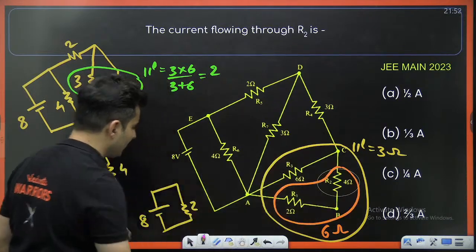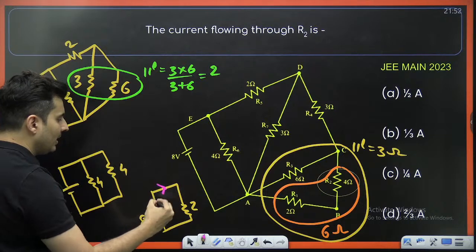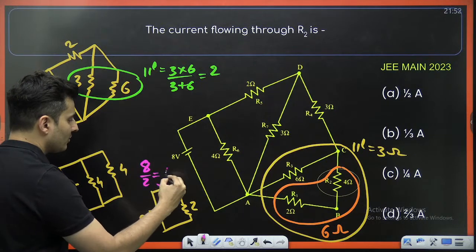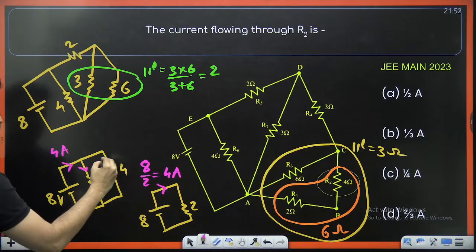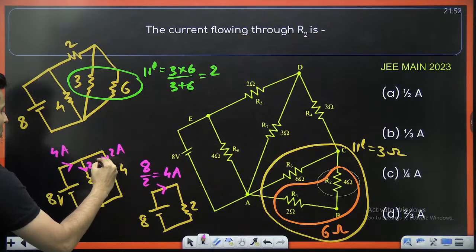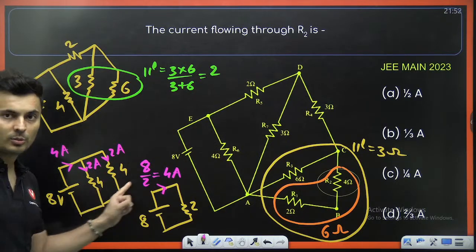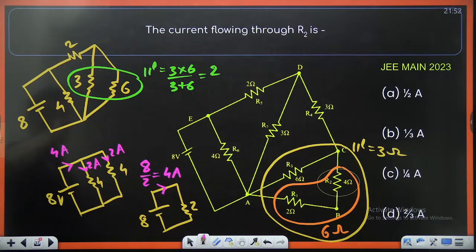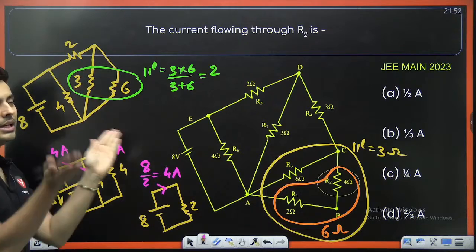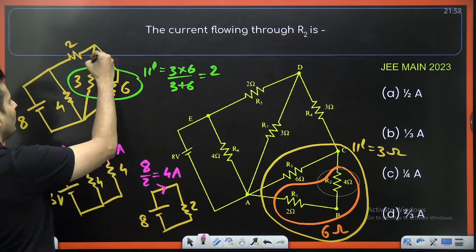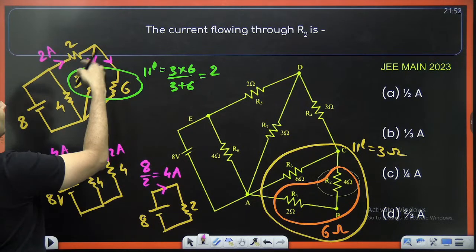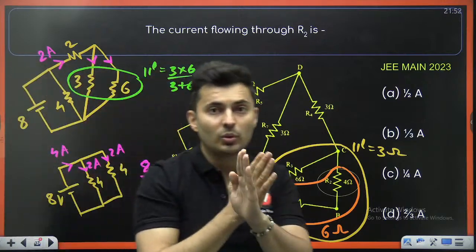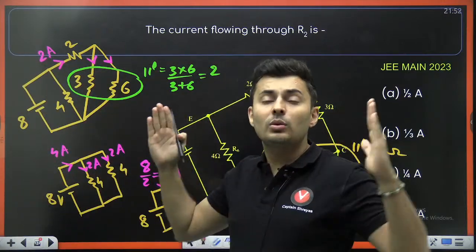Now go the exact reverse way. In this circuit, the current will be 8 by 2, which is 4 amperes. That 4 amperes will get distributed equally, 2 amperes here, 2 amperes here. Correct? Equally it will get distributed between both the resistors. Here what will happen? 3 and 6, right? It will be in the inverse ratio of the resistance. So that 2 amperes will get divided in 1:2 ratio. So 1:2 means divided into 3 parts.